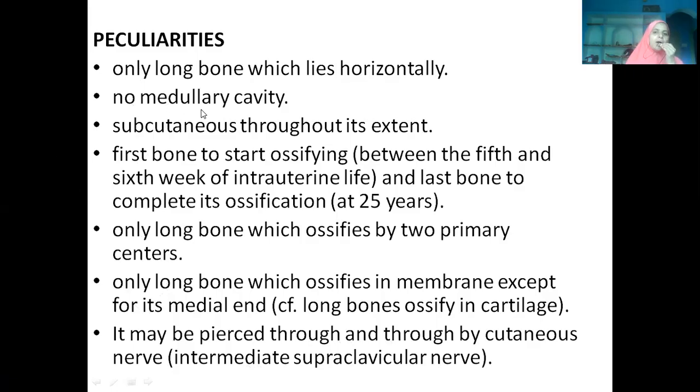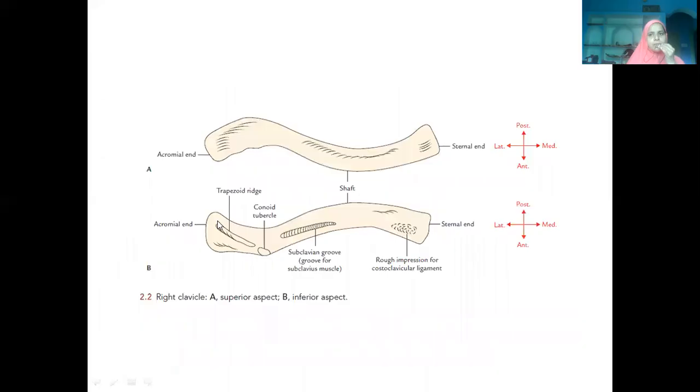Okay. It is the only long bone lying horizontally. When you break it, there is no bone marrow cavity, that is no medullary cavity. It is subcutaneous, you can feel it. It is the first bone to ossify in membrane and the last bone to complete its ossification. It has 2 primary ossification centers. It ossifies in membrane except for its medial end, and it is pierced by the medial supraclavicular nerve. Middle supraclavicular or intermediate supraclavicular has the same meaning. Okay, these are the peculiarities.